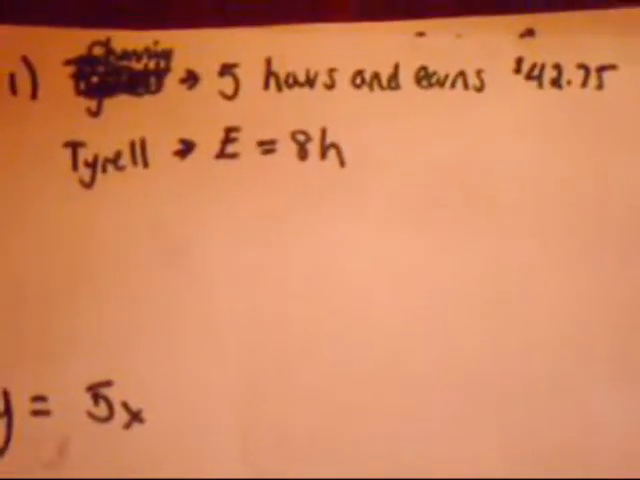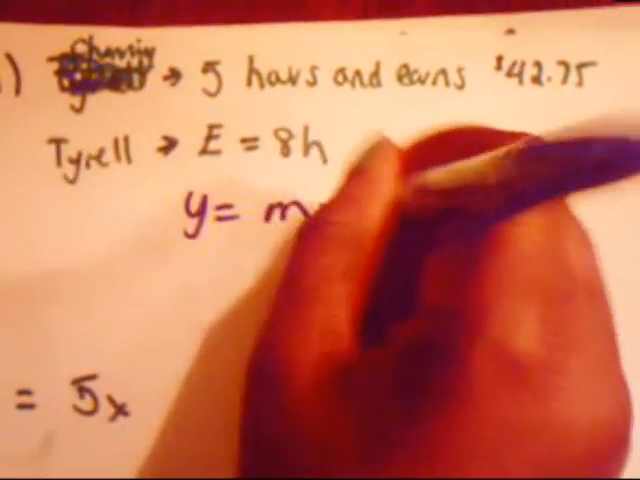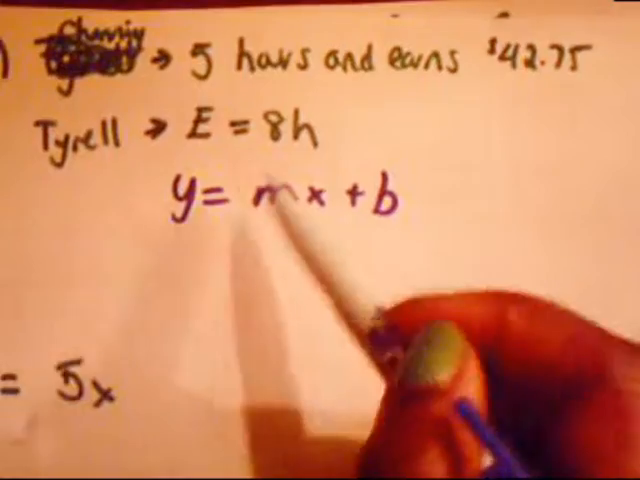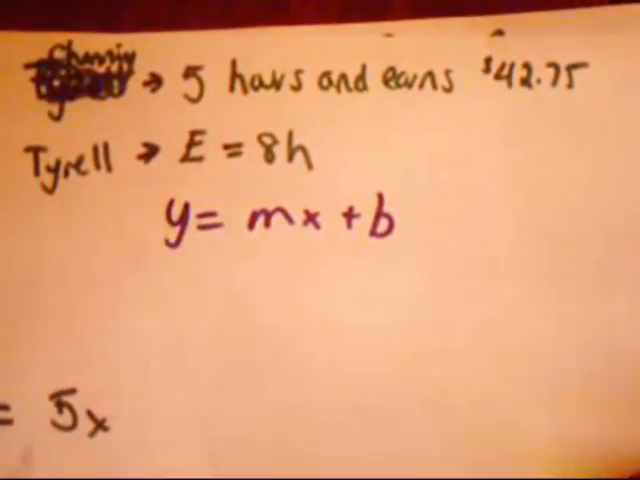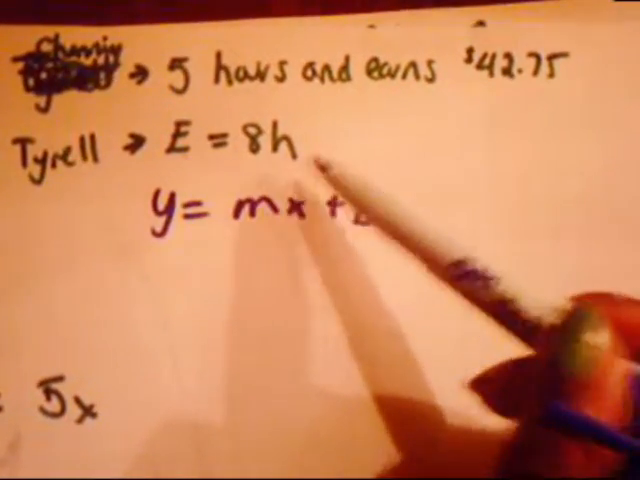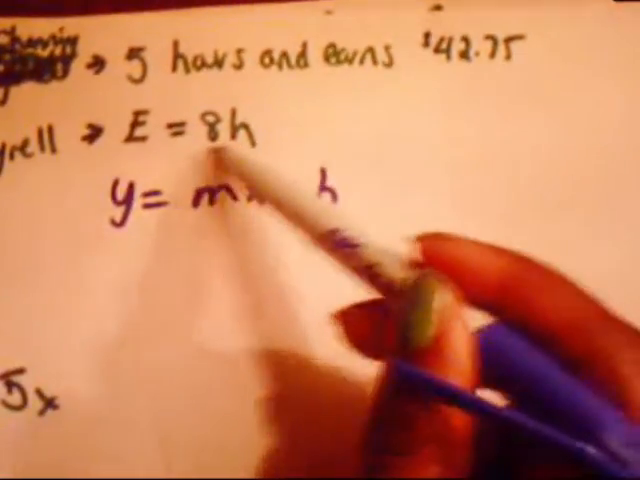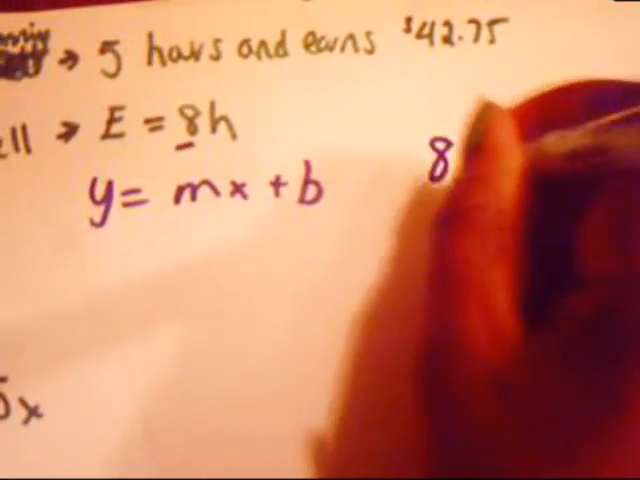Remember, guys, that I told you that most equations begin with y equals mx plus b, where m is the slope and b is the y-intercept. So in this equation that talks about Tyrell, E is where y is supposed to be, 8 is the slope, h is the x variable, and there's no b variable. So I kind of tried to line them up so that you guys could see that when we're talking about how much money Tyrell makes, he makes approximately $8 per hour.